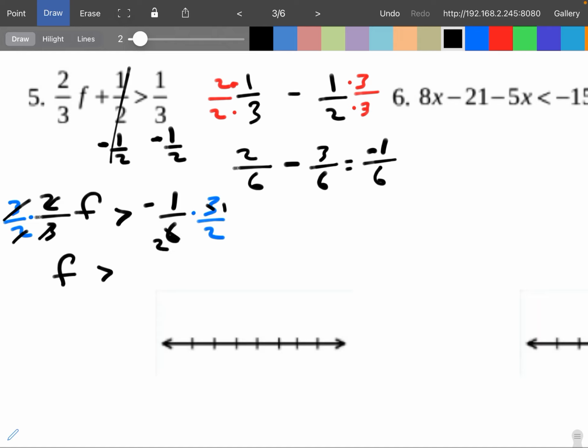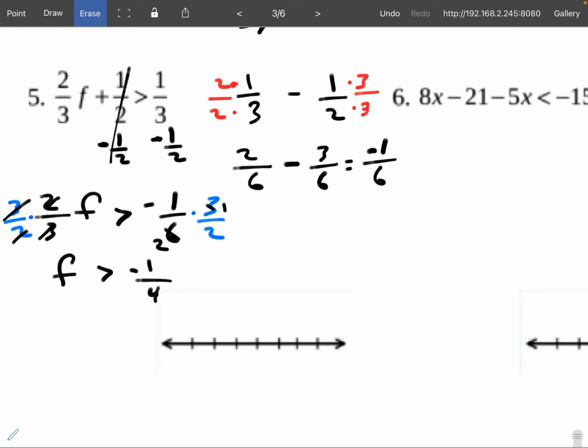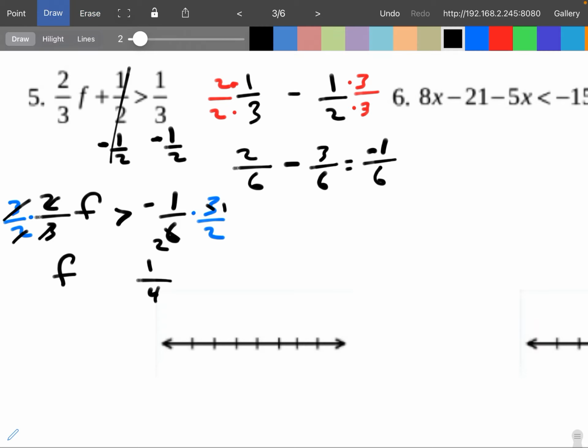and then we could just multiply straight across the top and straight across the bottom. Or if we cross cancel first, 3 divided by 3 is what? That's a 1, and 6 divided by 3 is a 2. So now if we multiply straight across the numerators, we get negative 1 times 1. That's negative 1. And then we multiply straight across the denominators. That's 2 times 2 is 4. So we end up with f is greater than negative 1/4.